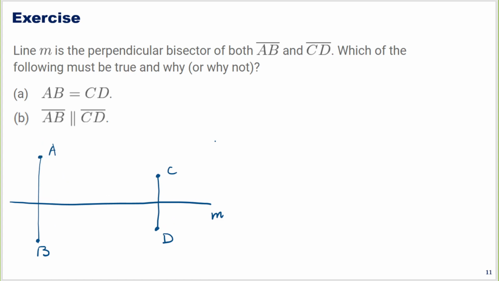So how about B? If M is a perpendicular bisector of AB and CD, then this angle must be 90 degrees. This angle is also 90 degrees, right? And corresponding angles are equal, indicating AB must be parallel to CD, right? So the second statement is true. And the first one is false. AB can have different lengths from CD. Any questions?